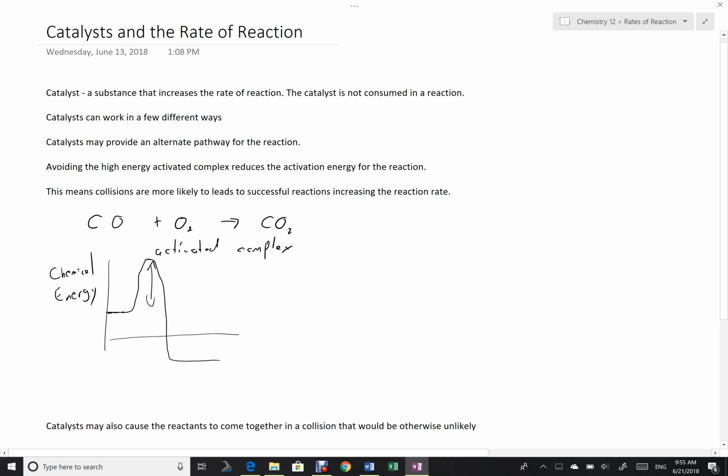And this activation energy being large makes it unlikely that when a carbon monoxide and oxygen molecule collide, they would have enough energy for that collision to be successful. So while carbon monoxide and oxygen might collide all the time, very few of those collisions will result in an actual chemical reaction.